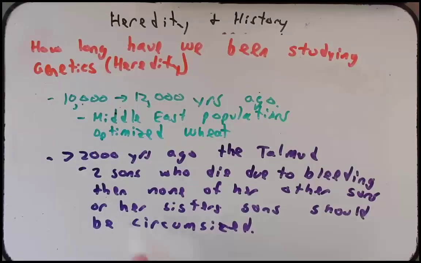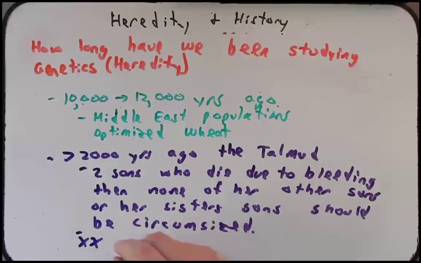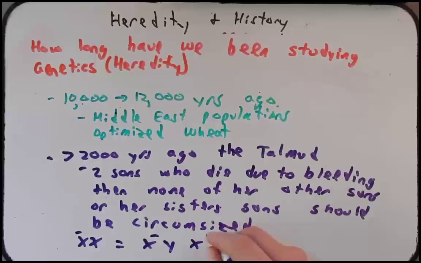And so that meant her sister's sons were also not to be circumcised. At the time, they may not have known why, but we now know that they were absolutely correct in their assessment, because we know that the hemophilia gene is on the X chromosome. So if she had one mutated copy, that would mean that half of her sons would have the trait and half of her sons would not have the trait.